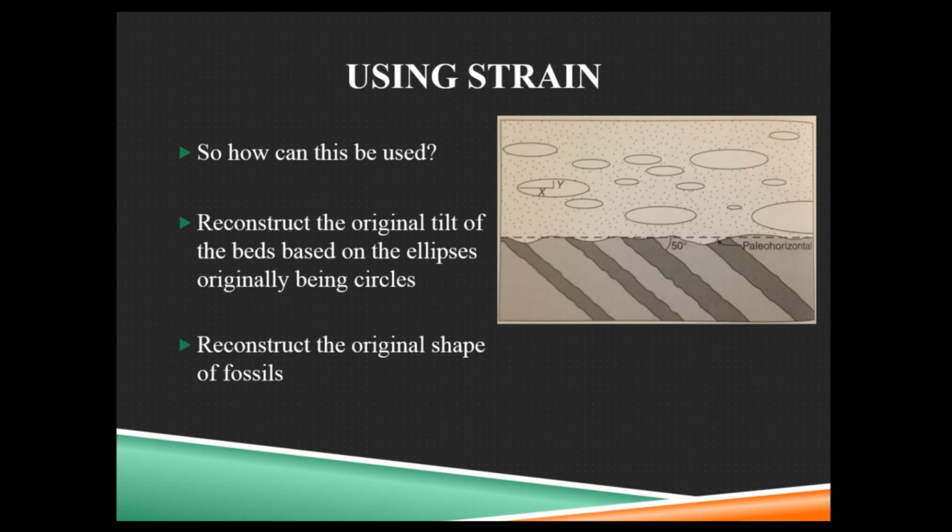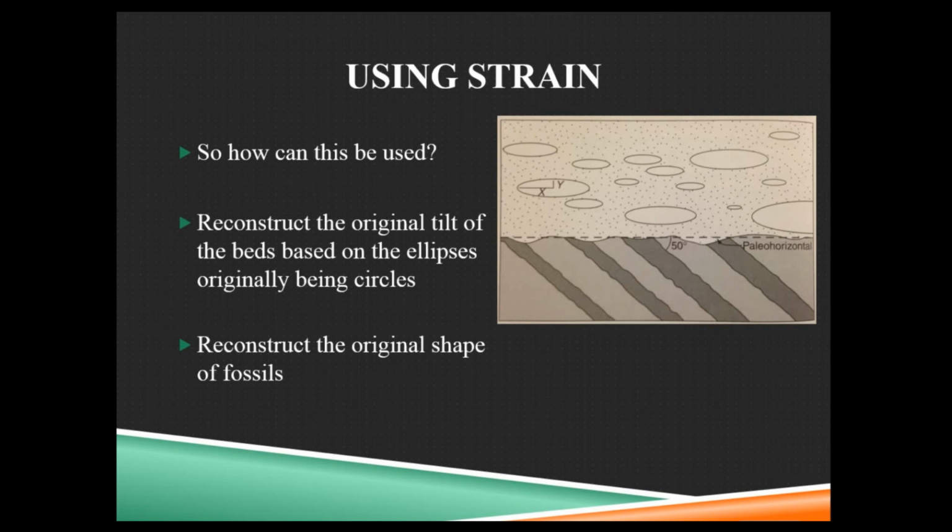So if above the tilted beds there are things that should have been circular, but they're elliptical, we know there was compression. Because they're in the bed above the tilted beds, we know that they're newer than the tilted beds. And since they're deformed, the deformation is newer than the tilted beds. The whole superposition thing.